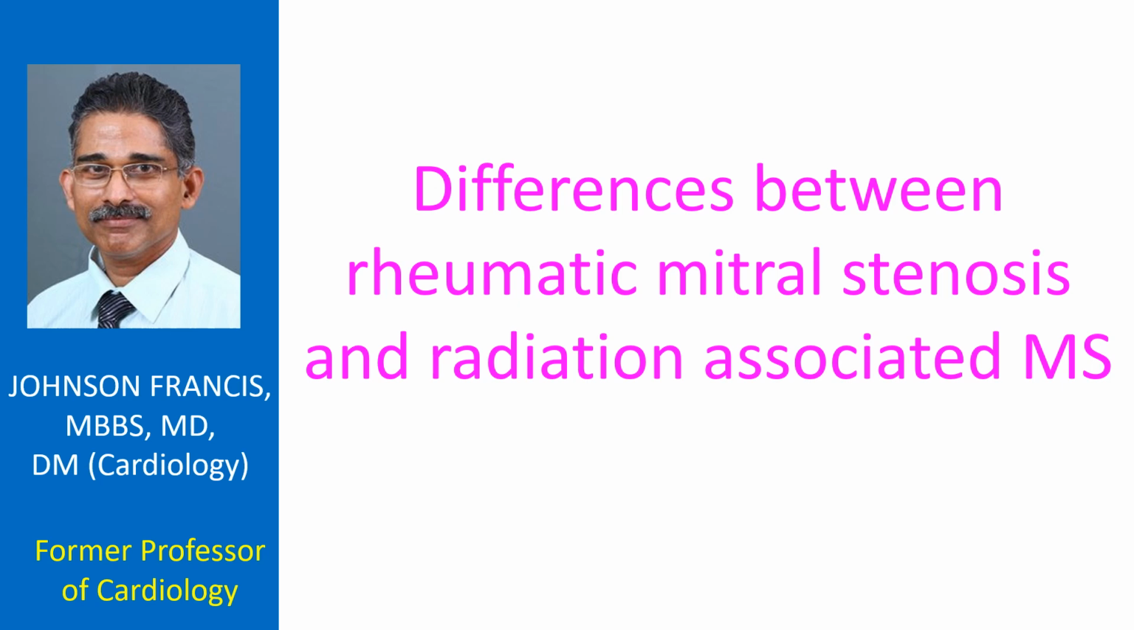The hallmark of rheumatic mitral stenosis is commissural fusion, while there is no commissural fusion in radiation-associated mitral stenosis. Splitting of the fused commissures is an important mechanism of relief of obstruction by balloon mitral valvotomy in rheumatic mitral stenosis. Another important differentiating point between rheumatic mitral stenosis versus radiation-associated MS is that the subvalvular apparatus is not affected with radiation-associated MS, while it is a feature of rheumatic mitral stenosis.